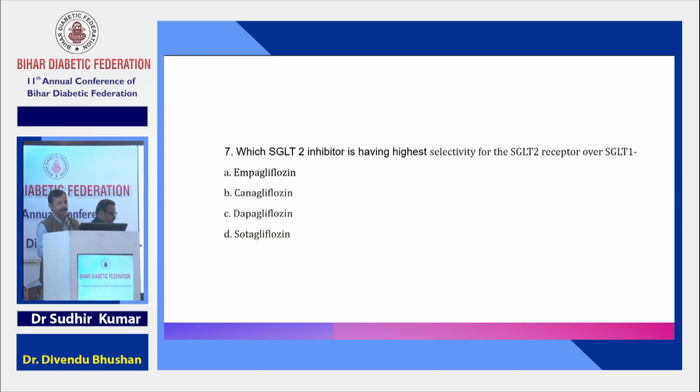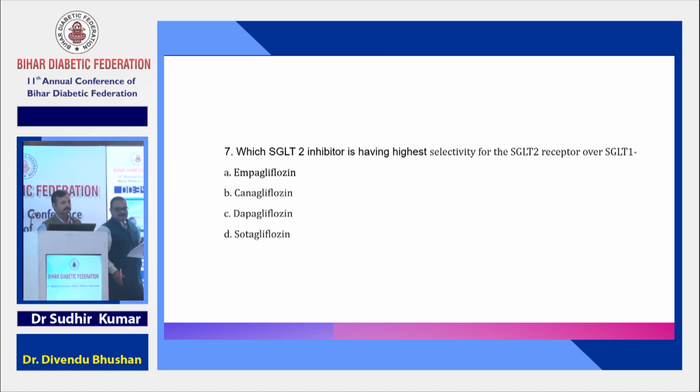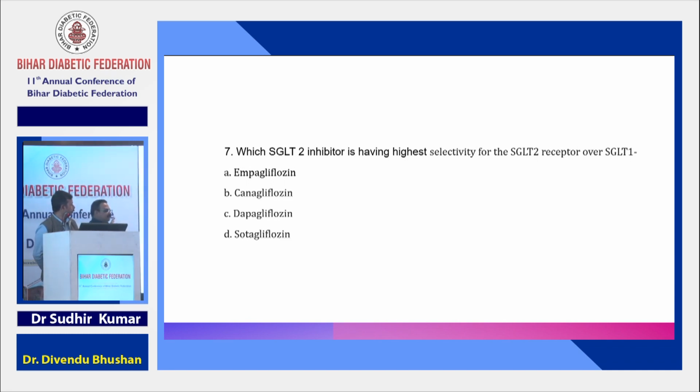So this question is from the audience. Which SGLT2 inhibitor is having highest selectivity for the type 2 receptor over type 1 receptor? Whoever knows, raise your hand among the students. Do you know? If not, we have many experts behind who will tell two or four more things about it. Sotagliflozin. It is sotagliflozin. Empagliflozin, yes. Empagliflozin is the correct answer, and sotagliflozin has the lowest one.